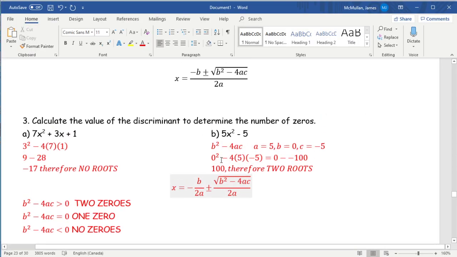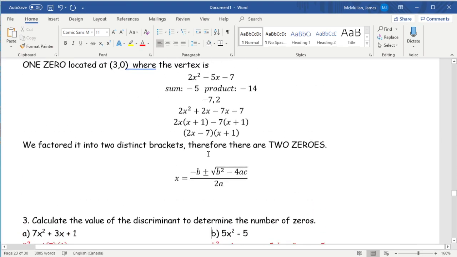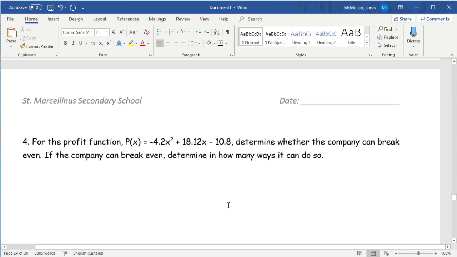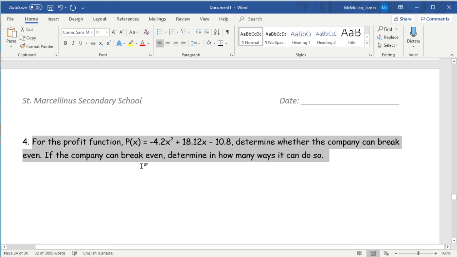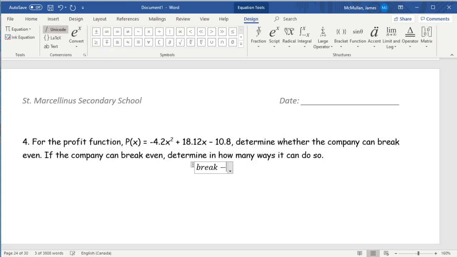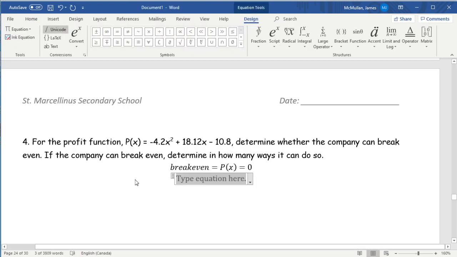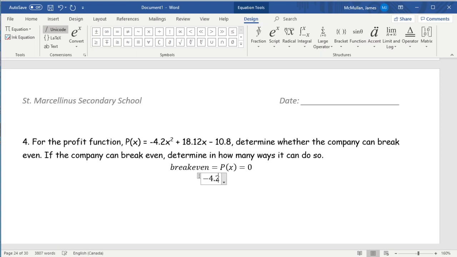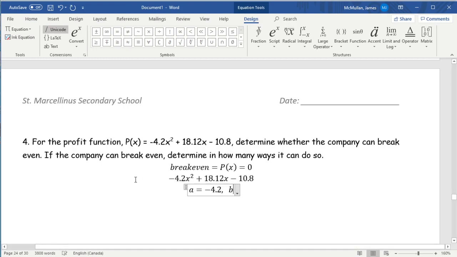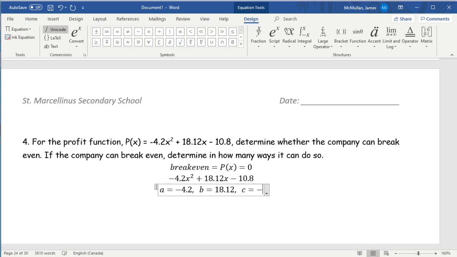Your discriminant is a really useful shortcut if you want to know how many solutions a question has. Here it says, for the profit function so-and-so, determine whether the company can break even. Remember, break even is P of x equals 0. It means that the company can achieve 0 profit. So negative 4.2x squared plus 18.12x minus 10.8. What we want to do here is note a is equal to negative 4.2, b is equal to 18.12, c is equal to negative 10.8, and then we use our discriminant.